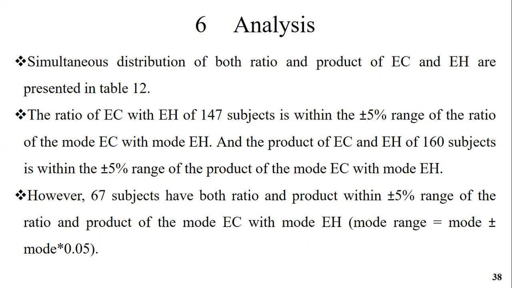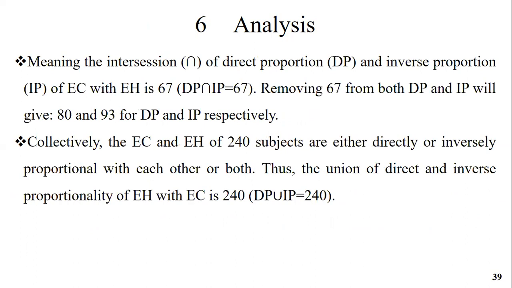However, 7 subjects have both ratio and product within ±5% range, meaning the intersection of direct proportion and the inverse proportion of AC with EH is 67. Only 67 from both DP and IP will give 80 and 93 for DP and IP respectively. Collectively, the EC and EH of 240 subjects are either directly or inversely proportional with each other or both. Thus, the union of direct and inverse proportionality of AH with EC is 240.